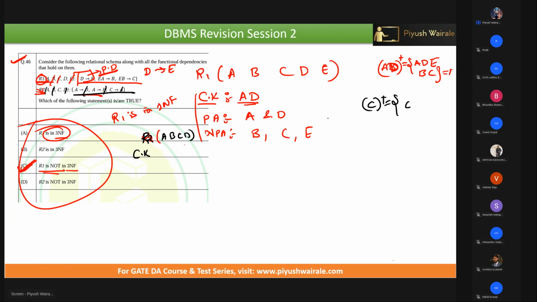So from C, what can I get? A here. All right, let me remove this. So from C, I can get A. From A, I can get D. From A, I can get B here. So C is basically a key here. Now, is it in 3NF or not in 3NF? Can anyone check?